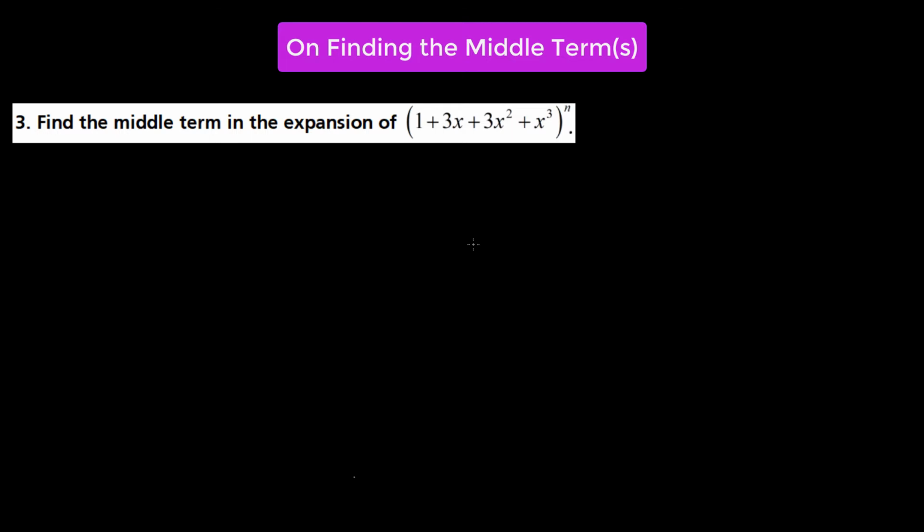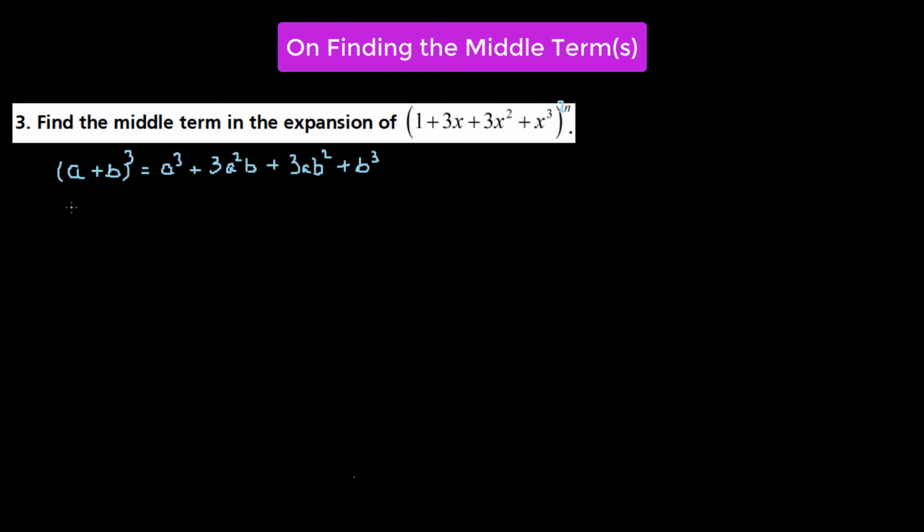In this particular question, we are given a polynomial expression, (1 plus 3x plus 3x squared plus x cubed) raised to the power, I made a mistake here, this is 2n. It has to be 2n. Then we have to find the middle term. So what we can do is use the identity (a plus b) whole cubed equals a cubed plus 3 times a squared b plus 3 times a b squared plus b cubed.